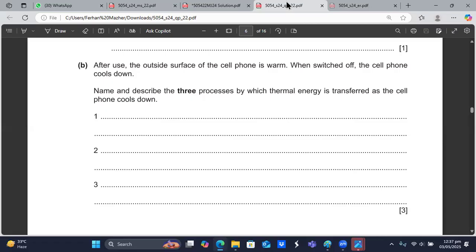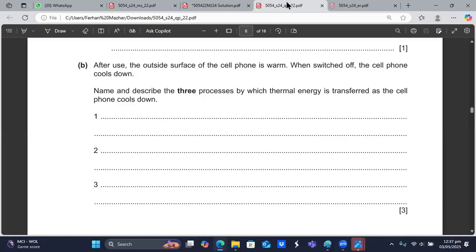That air will become hot. That air will become less dense. And this less dense air will rise upward. And the cold air, which is more dense, will sink down, and convection currents will set around the battery. And by the convection in the air, the thermal energy will be taken away. And the third thing is that the battery also does radiation.